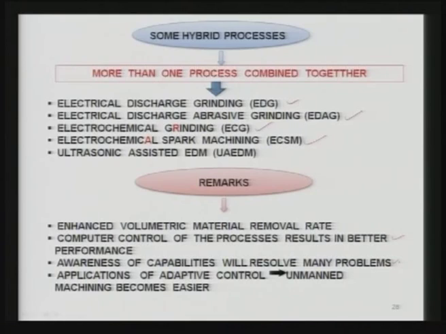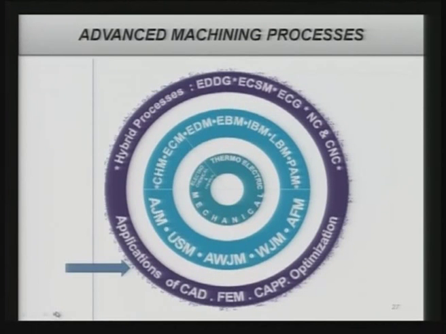Applications of adaptive control will make these machines unmanned machining processes, which will be a step towards automatic factories. Now, this is the advanced machining circle where various kinds of machining processes are shown. As you can see here, these are the mechanical advanced machining processes, thermoelectric advanced machining processes, and electrochemical and chemical advanced machining processes.